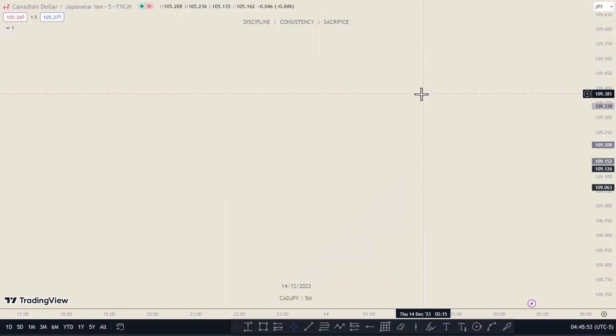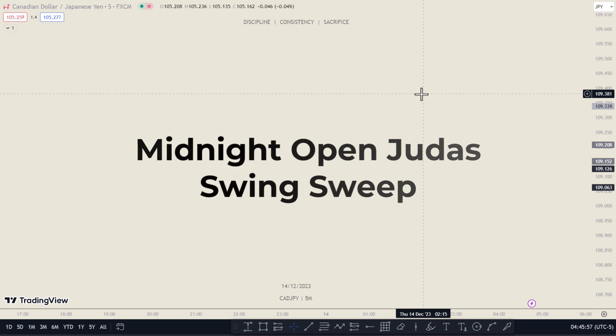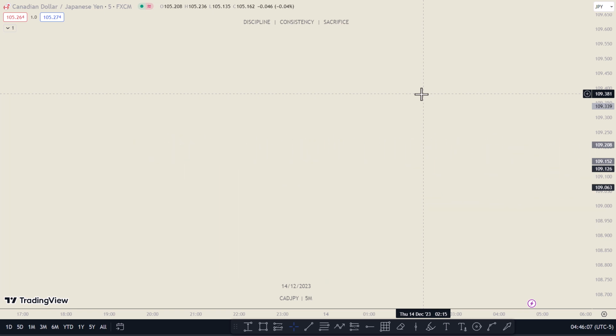Now the second scenario, or the second case, is the midnight Judas swing sweep. In order for us to understand this concept, we need to understand another concept, which is the open, high, low, and close, and the open, low, high, and close. Let me draw you an example right here, and you will understand better what I'm talking about.